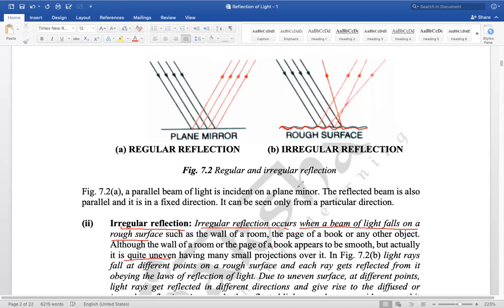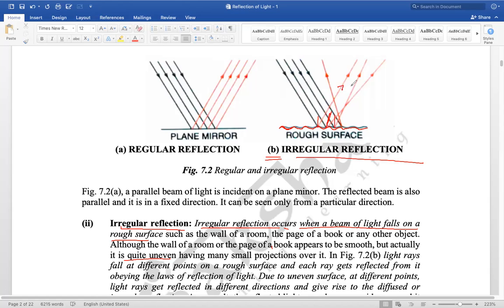So in this figure where you are seeing this irregular reflection, light rays fall at different points on a rough surface and each ray gets reflected from it obeying the laws of reflection of light. Due to uneven surface, at different points, light rays get reflected in different directions. Because हर point पे जो हमारा ये नॉर्मल होगा हर पॉइंट पे अलग होगा क्योंकि सरफेस ही अनइवन है.